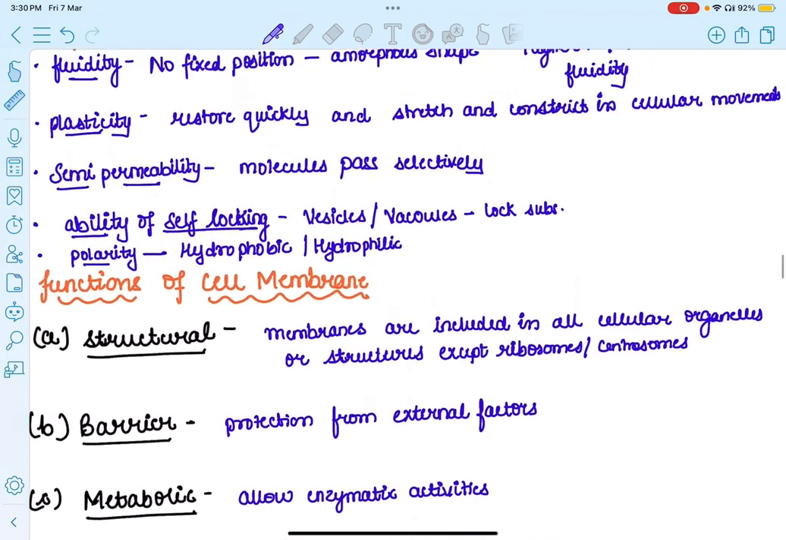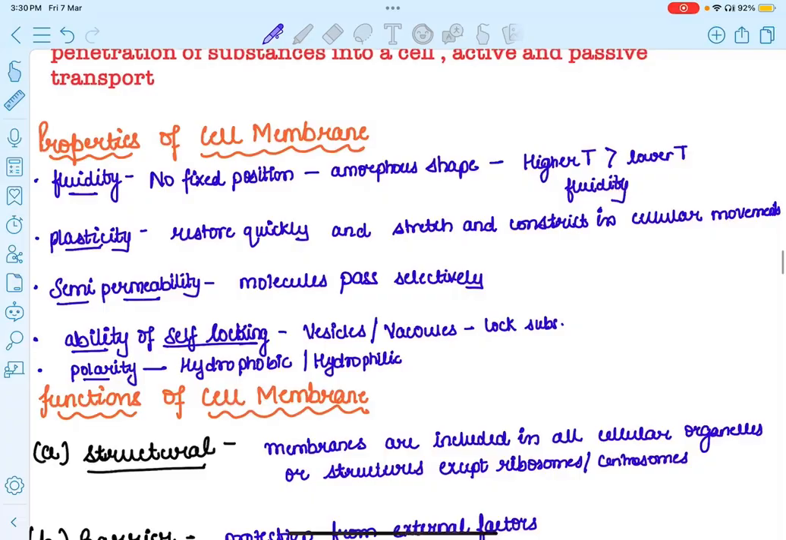So this was about the first part of this question. You have to understand it well so as to move on to the second.